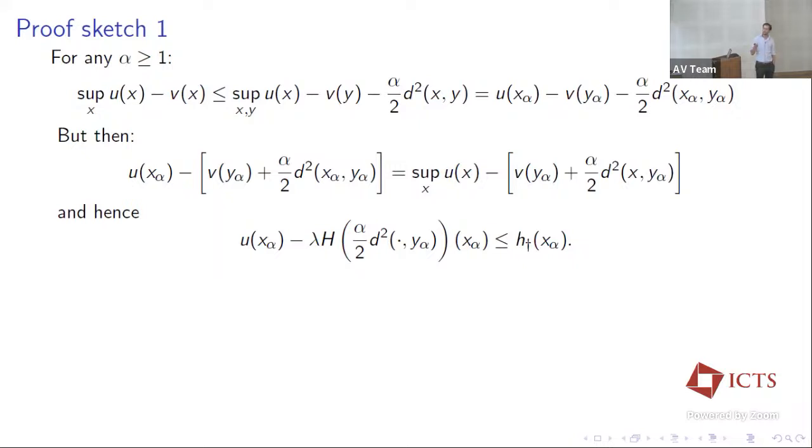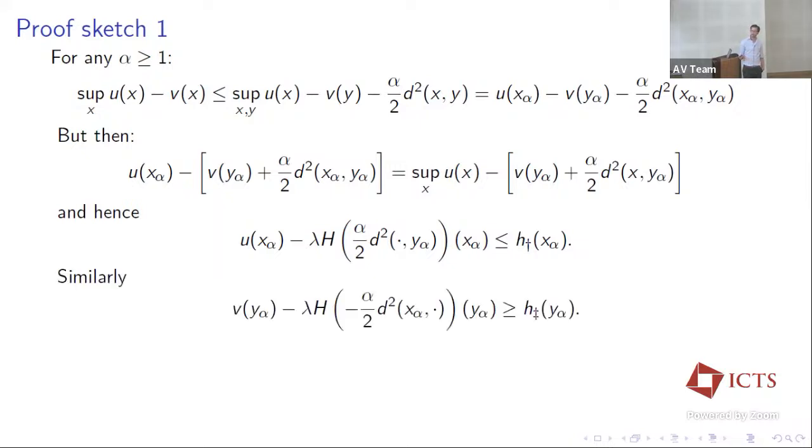Now I could do something similar with v. So I could fix x alpha and vary over y. Then I get a nice equation where the infimum is attained when I compare v to some object. And then I can use the supersolution inequality and get this inequality. So v of y alpha minus lambda now applied in this thing with a minus is larger than h double dagger.